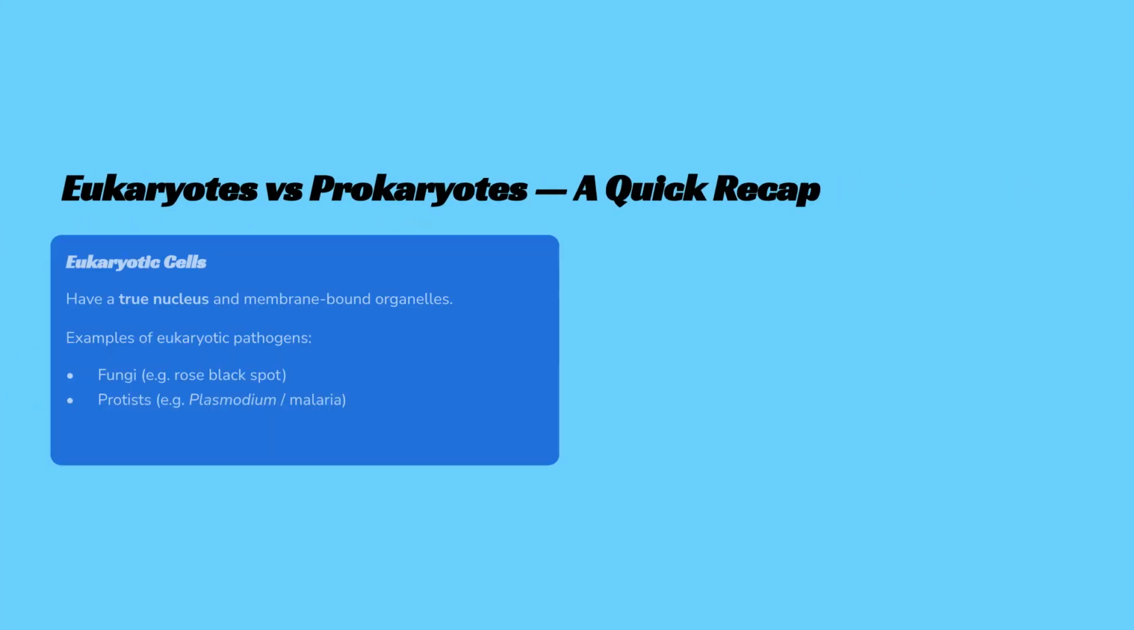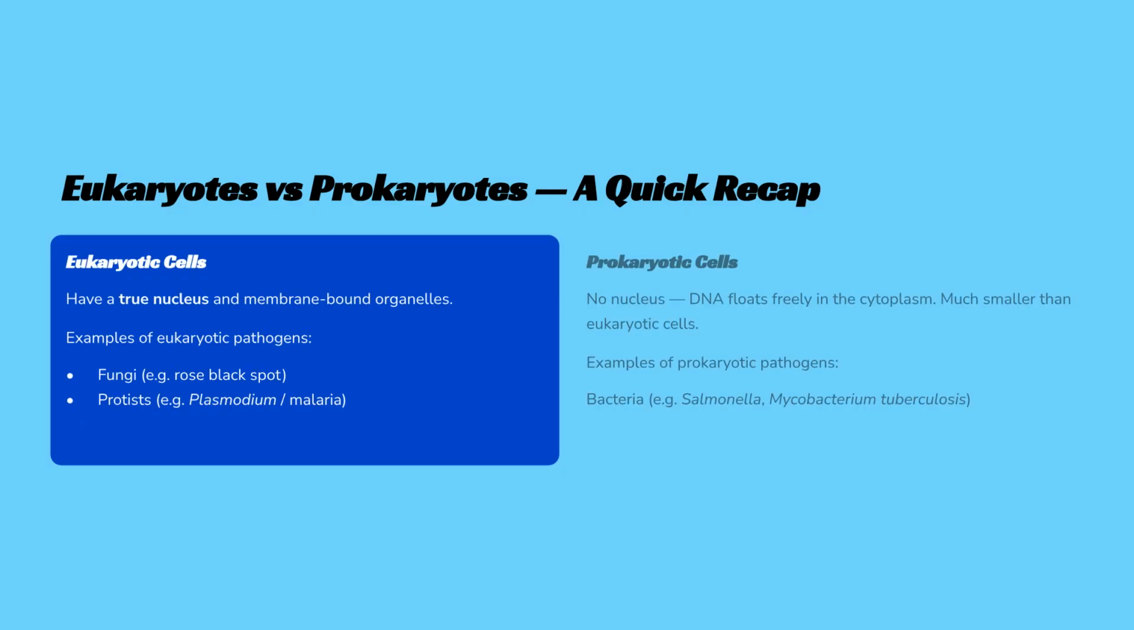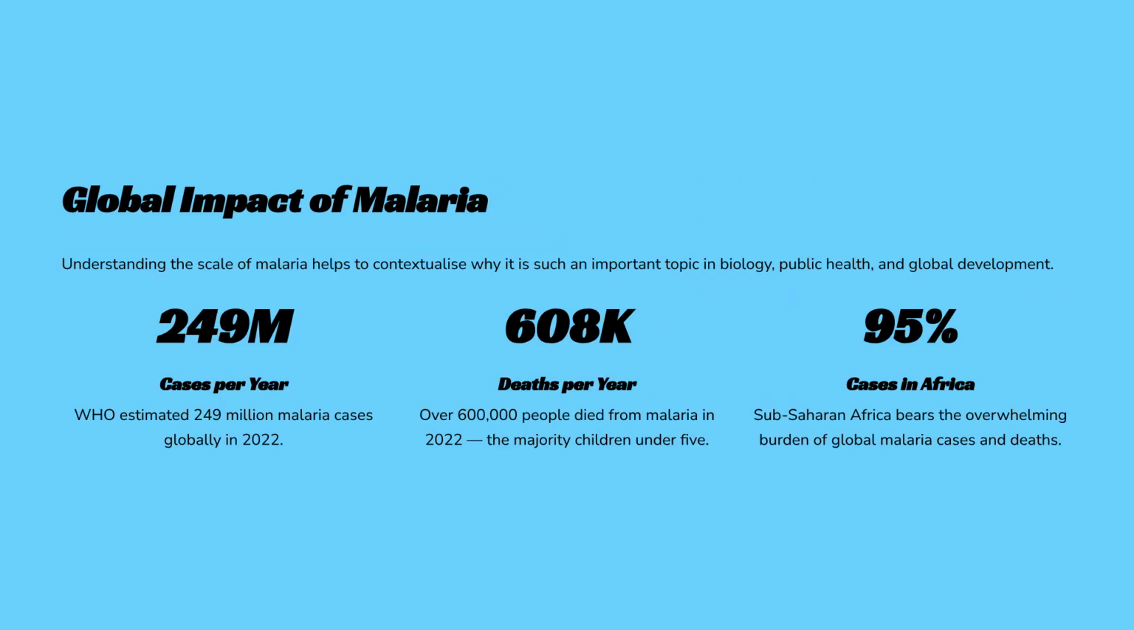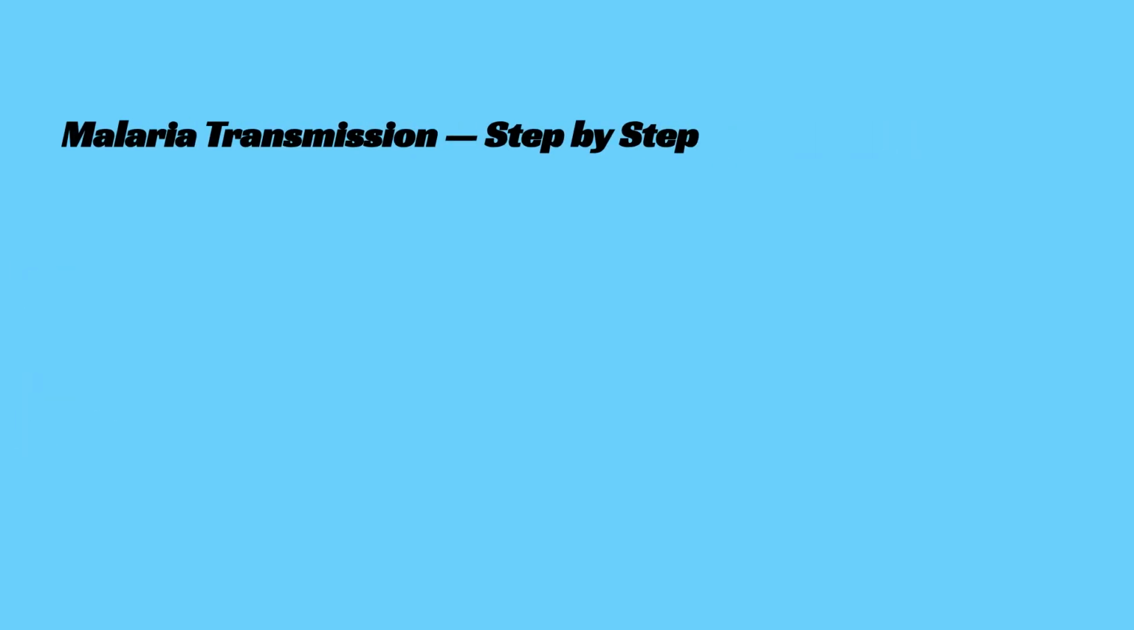Recall the difference. Eukaryotic cells, like those in fungi and protists, have a true nucleus. Prokaryotic bacteria do not, and viruses are not cells at all. Malaria has a massive global impact, with hundreds of millions of cases and over 600,000 deaths annually, primarily among young children in sub-Saharan Africa. Malaria transmission involves a cycle.